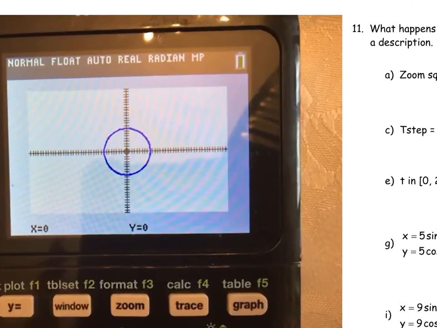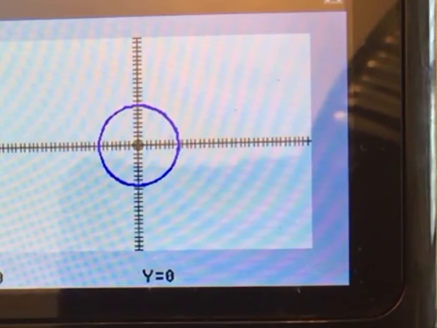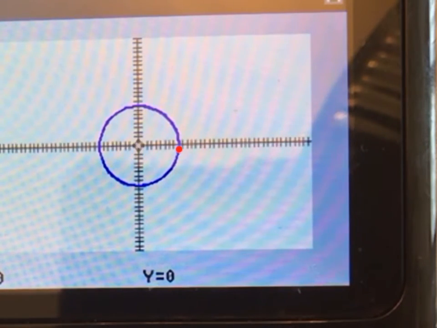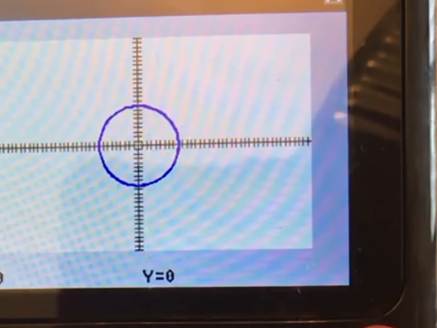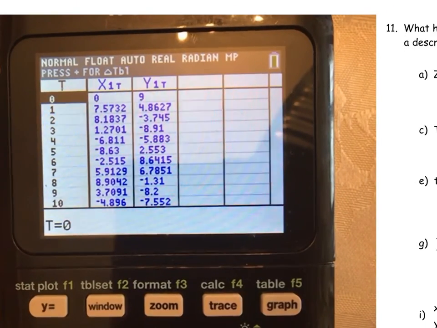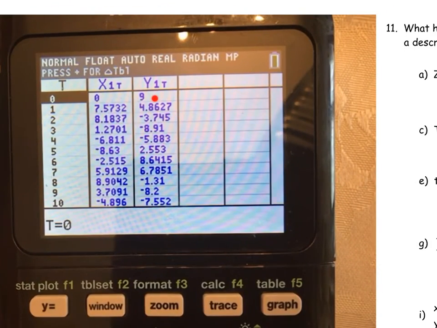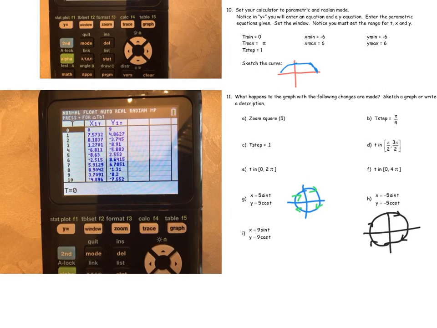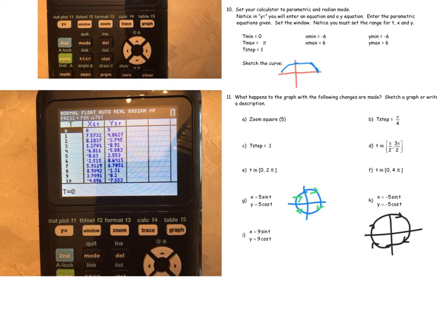Let's take a closer look. So 1, 2, 3, 4, 5, 6, 7, 8. It's really 9, but you cannot see it. So let's go to the table. There you go. So at 0, it's going to be 9. Okay, so then that gives me an idea of how big the radius is. So the length of the radius in I is 9. It's still a circle.